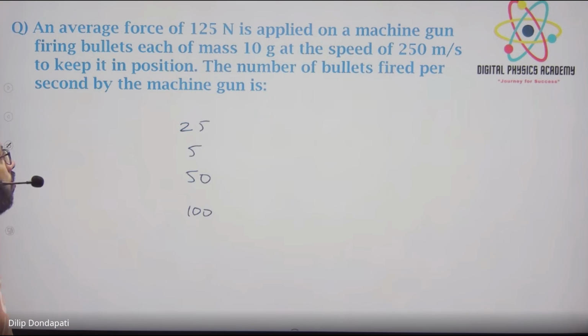Average force of 125 newtons is applied on the machine gun, firing bullets of this much mass and this much speed. The number of bullets fired per second in the machine gun is?